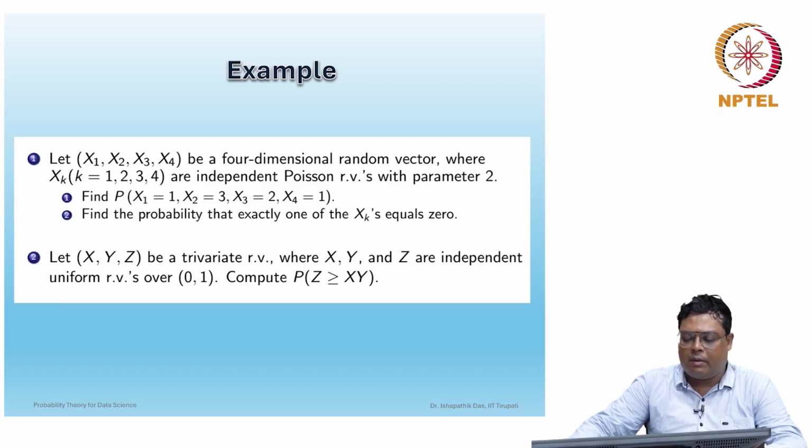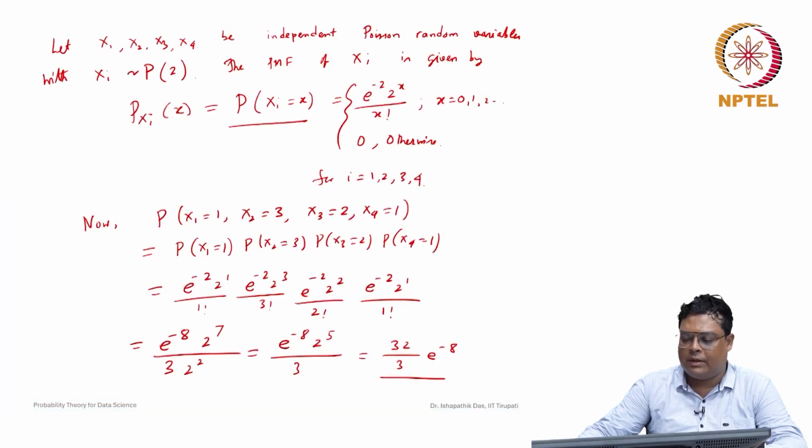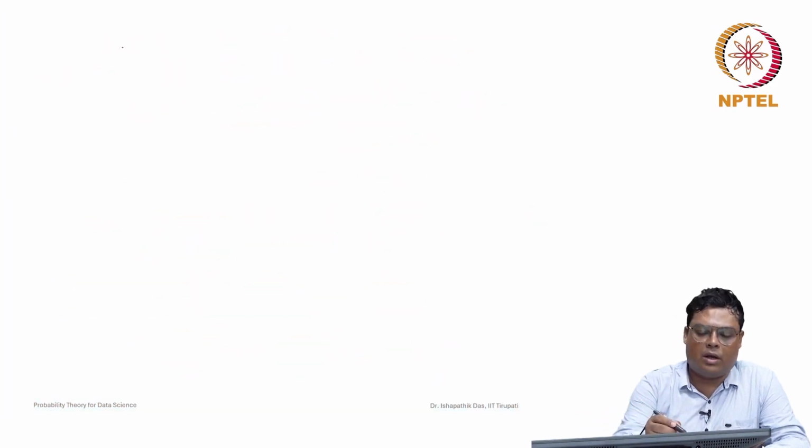Now find the probability that exactly one of the xk's equals 0. So the question is to find the probability that exactly one of the xk's equals 0. That means there are 4 variables, x1, x2, x3, x4, and exactly one will be equal to 0. So suppose there are 4 values, x1, x2, x3, x4. One possibility is that exactly one is 0.